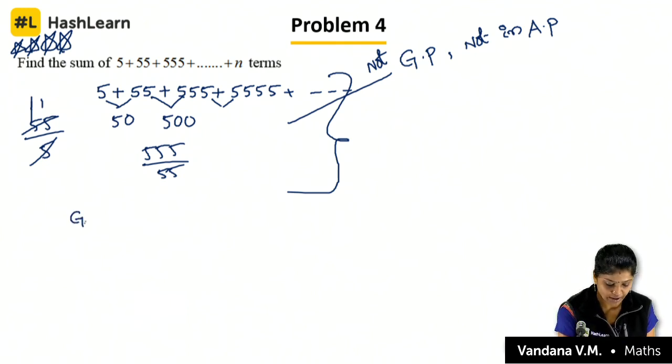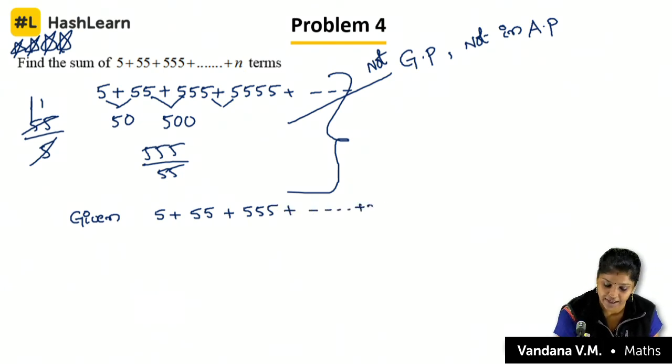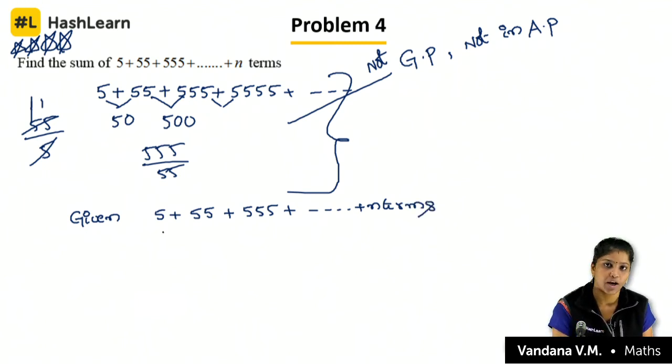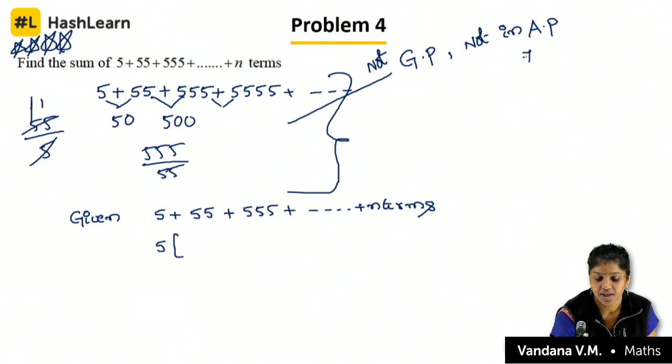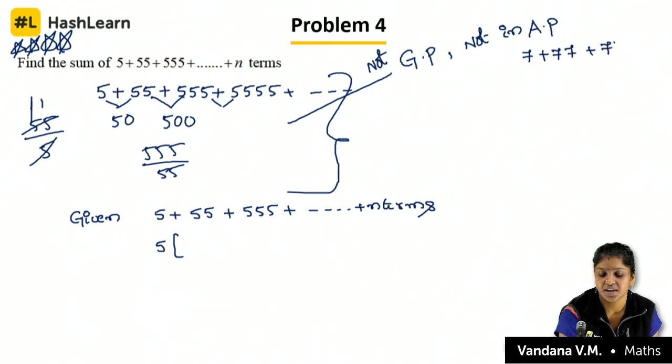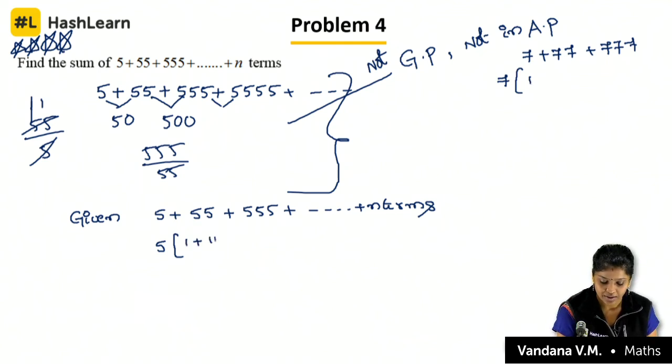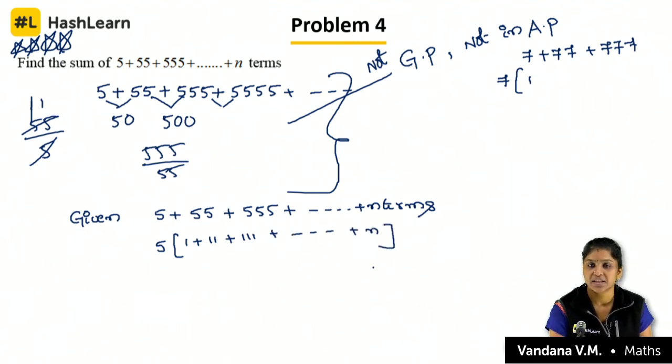Look here. First, you write the given: 5 plus 55 plus 505 plus and so on, it is plus n terms. First step, take out the common term. It's the same for all the terms. Suppose it is 7 plus 77 plus 777, same thing, take out 7 common first. 1 plus 11 plus 111 and so on, n terms. Second step also same, multiply with 9, divide with 9.